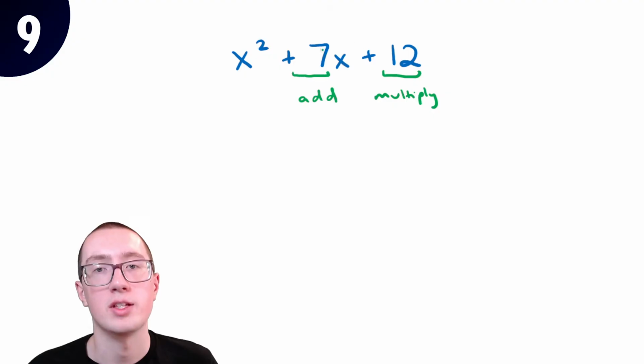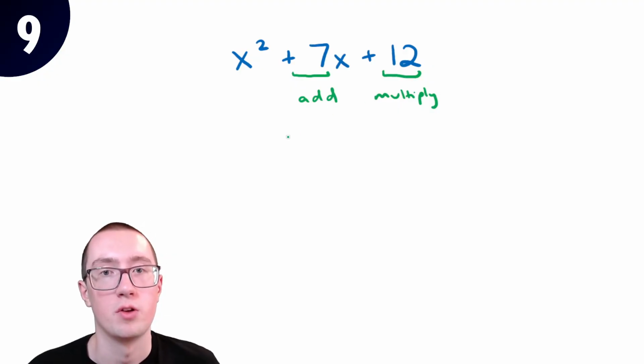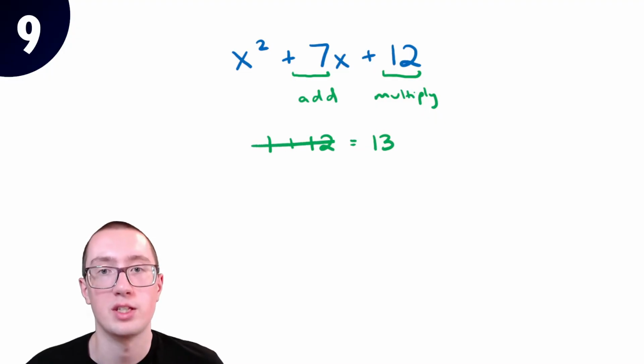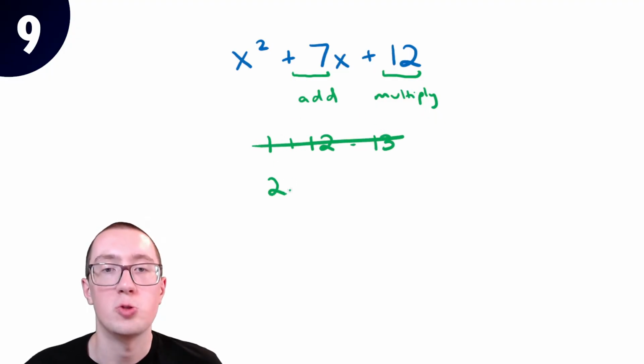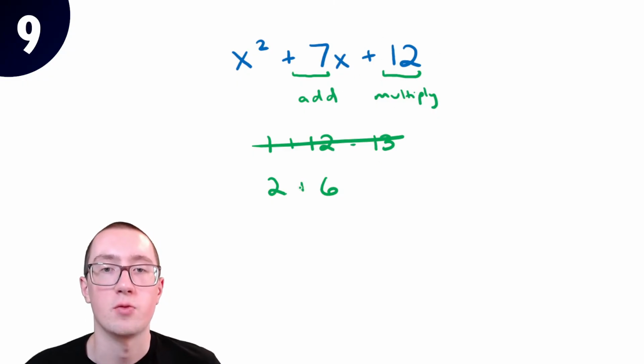And if we can figure out these two numbers, then those are the numbers that are going to go in the parentheses. So let's list the numbers that multiply to 12. The first numbers that come to my mind are 1 and 12. 1 times 12 is 12, but if we add these together, we get 13. And we're trying to get 7, so these are not the numbers. But what about 2 and 6? 2 and 6 both multiply to 12. And if we add them together, we get 8. So close, yet so far.